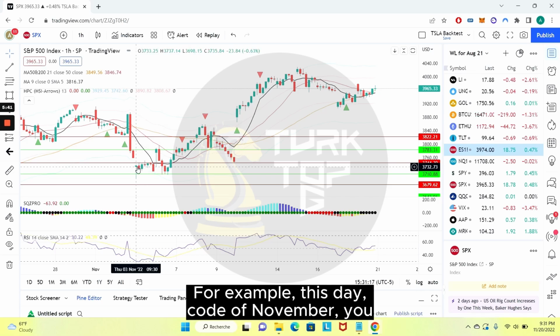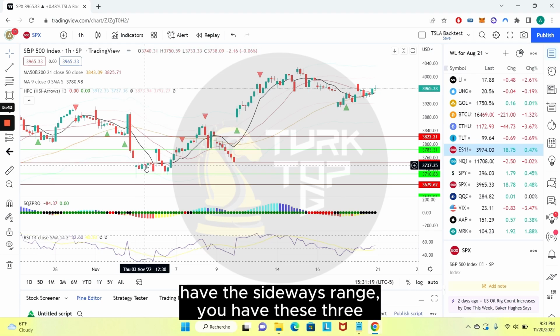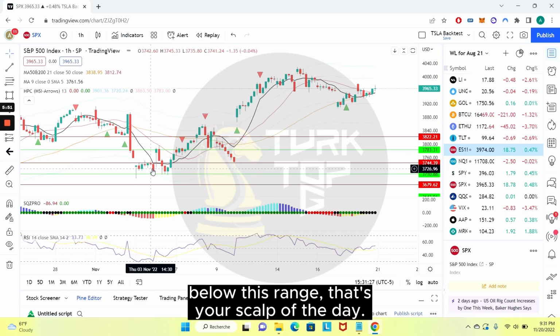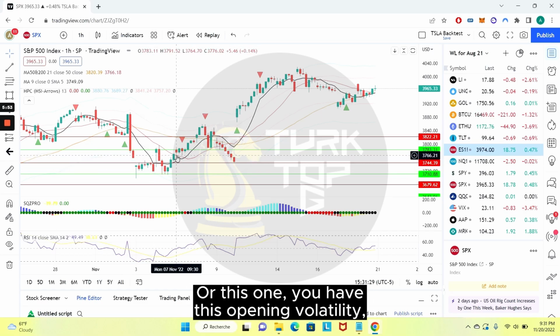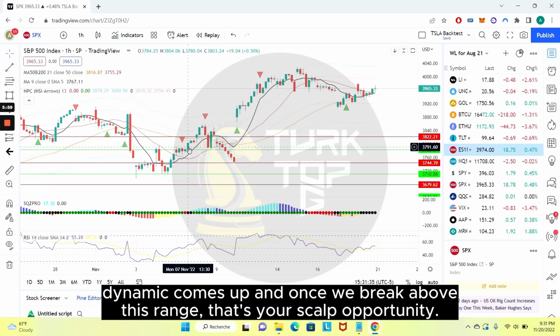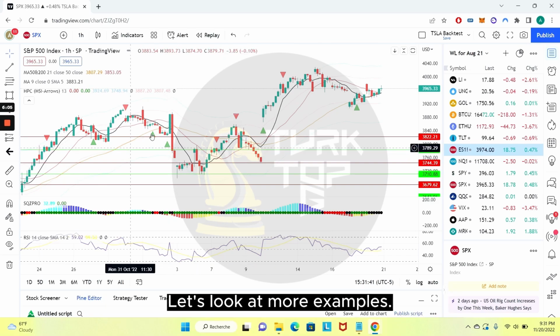For example, this day, 3rd of November, you have the sideways range. You have these 3 hourly candles close by, and once we break below this range, that's your scalp of the day. Or this one, you have this opening volatility, then we have 4 candles sideways, the hourly 9MA comes up, and once we break above this range, that's your scalp opportunity.